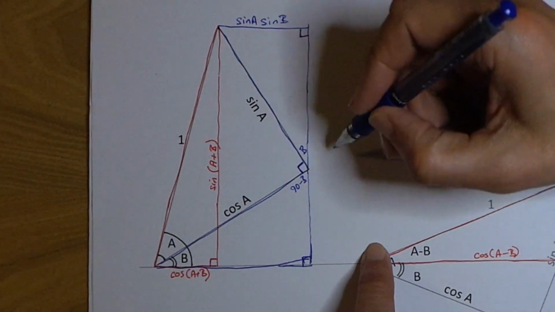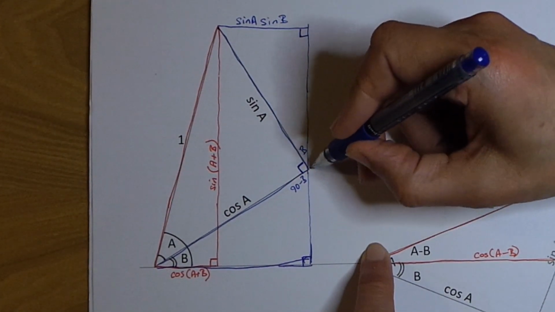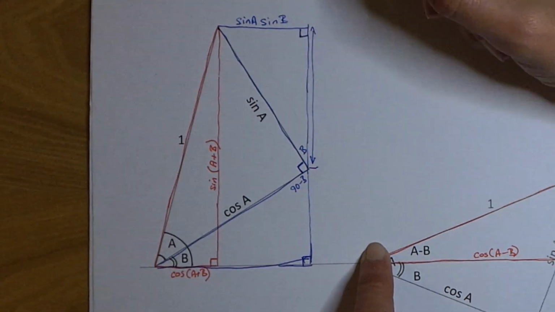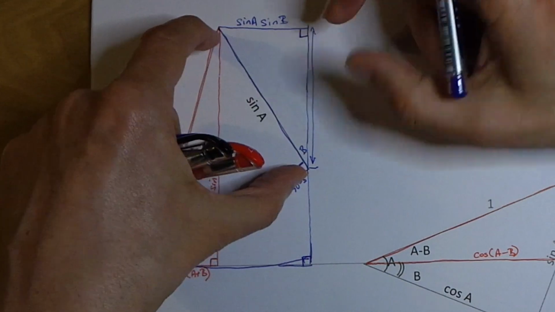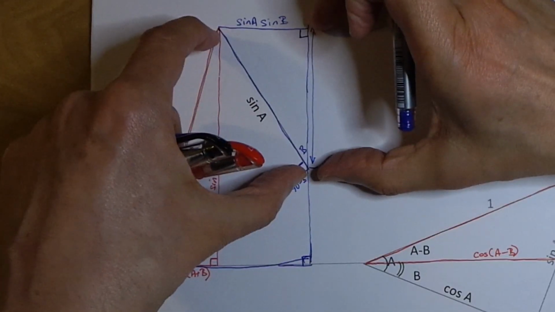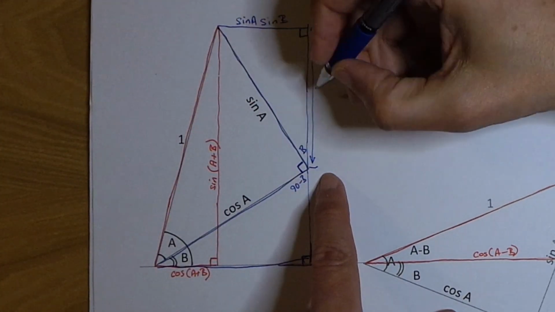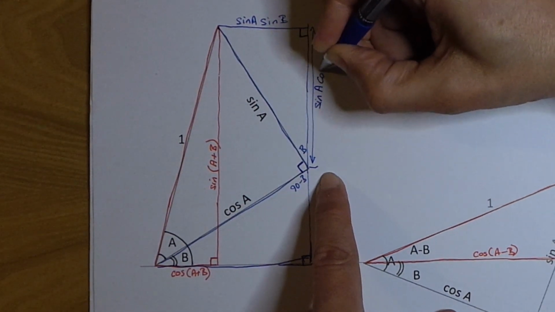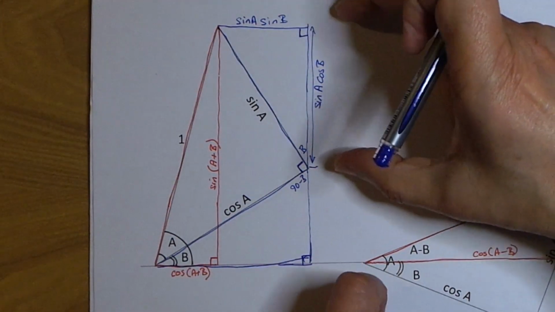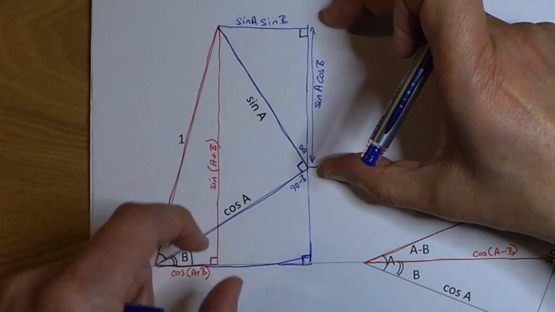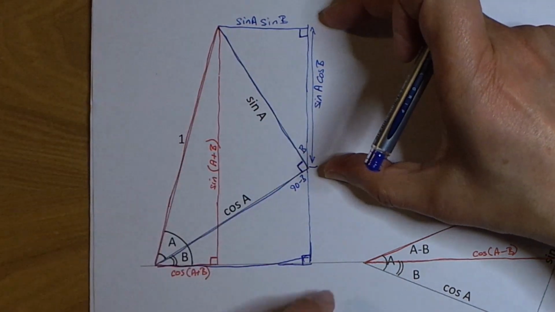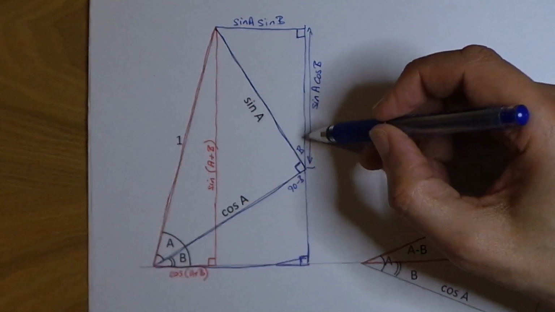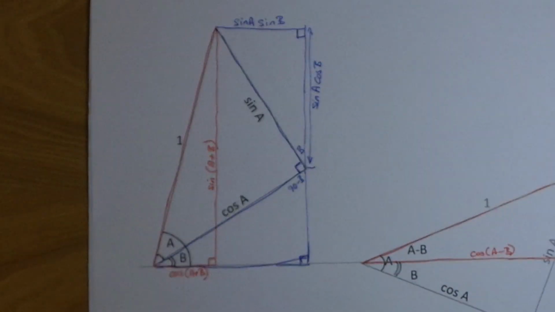Similarly, this length from here to here is equal to the hypotenuse length multiplied by the cosine of B. So this length is sine A cos B, so that when we divide that length, sine A cos B, by that length, sine A, we get cos B. Because that side there is the adjacent side of angle B.